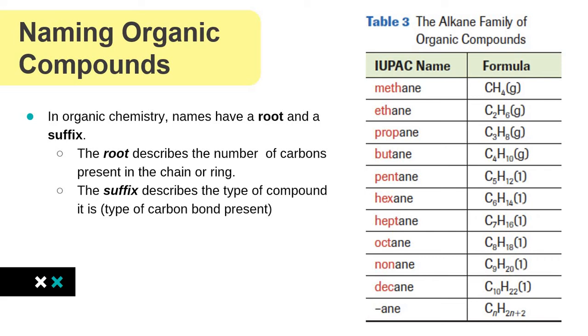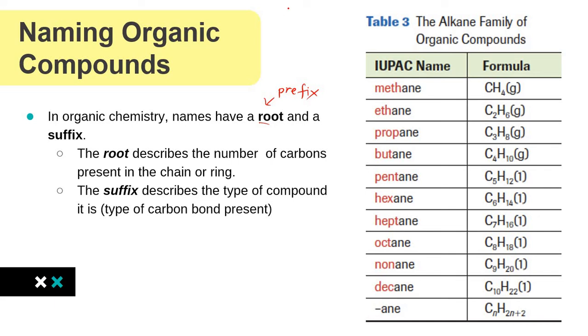Now, when we name organic compounds, we really have to name them because they tend to go on in long chains and it's hard to recognize them. So the scientists that organized these rules have set up these things to remember. For organic chemistry, the names have a root and a suffix. In your module, the root also refers to the prefix.